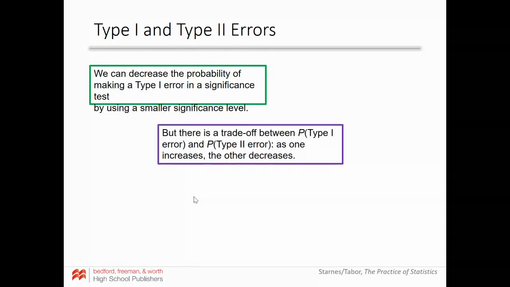But the trade-off is, if you decrease type 1, you're going to increase type 2. So as one increases, the other decreases, and vice versa. So as the potato chip company, I don't want you to decrease type 1 that much because now you're just increasing the probability of type 2 happening, the probability of selling me bad potatoes and claiming they're good.